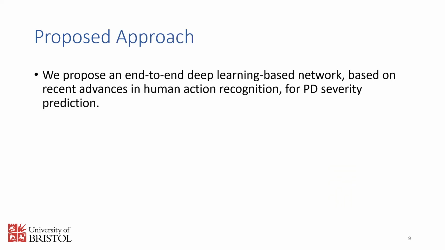In this part, I'm going to explain our proposed approach in more detail. As I mentioned before, the main interest of this study is developing an end-to-end network to evaluate the severity of Parkinson's disease without any pre-processing steps. That's why we went through the recent advances from deep learning techniques in human action recognition to find a practical design choice for this task.